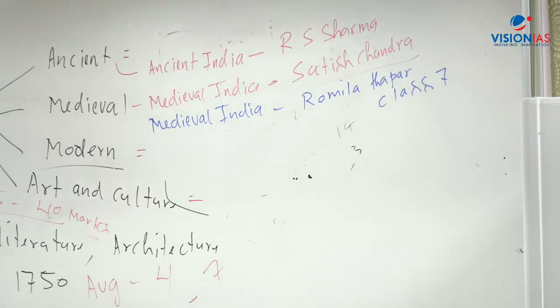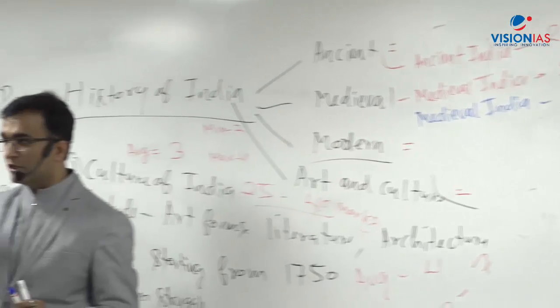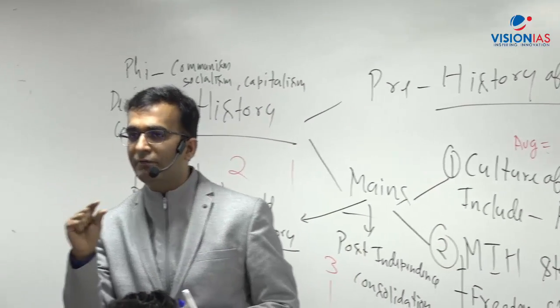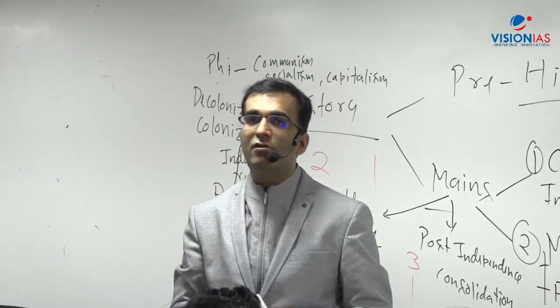Then Spectrum. Generally people go with Spectrum. That's not a bad option, but I ask this question only for Spectrum, because generally people buy Spectrum. The problem with Spectrum is that 4 years ago, in 2016, the length of the book was around 400 pages.